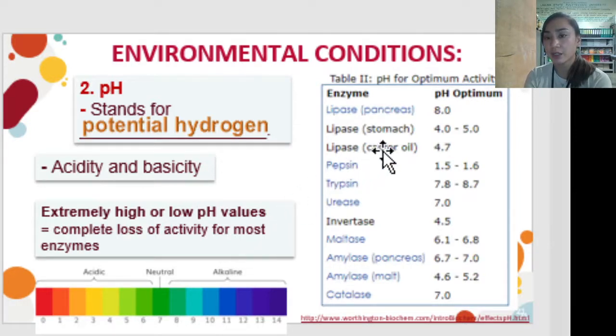So, for example, we have here this table. So, lipase, which is found in the stomach. So, itong second part dito. Ang optimum pH niya is 4 to 5. So, if you know, di ba nga sa stomach, it's already acidic. So, yung activity ng enzyme dito is 4 to 5, which is acidic din. So, kung makikita nyo dito sa ating illustration, sorry. Yung 4 to 5 is around here, which makes it acidic. No, and others, especially pepsin. No, pepsin is the one that breaks down protein.